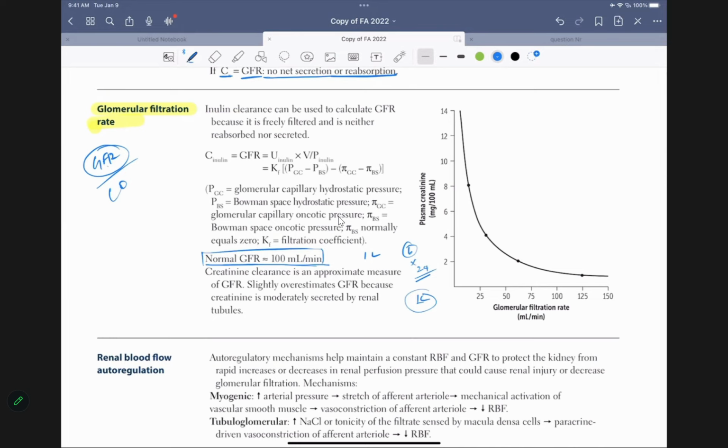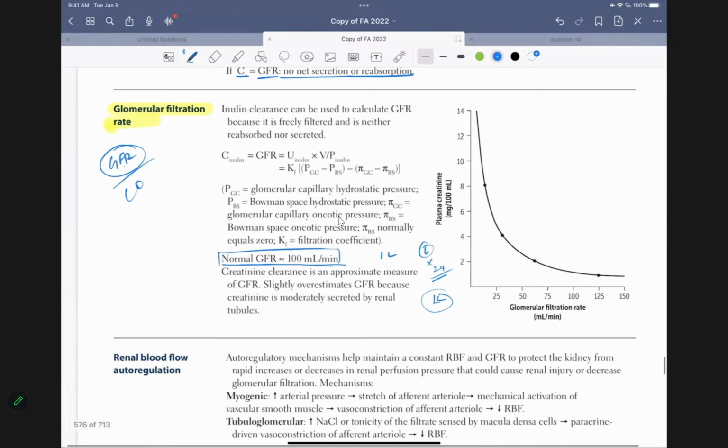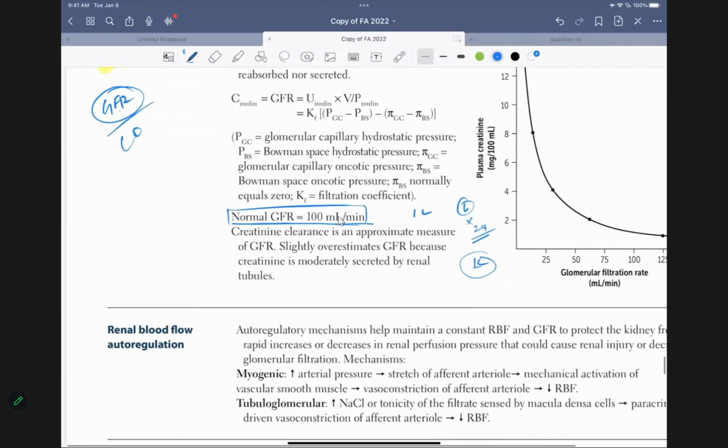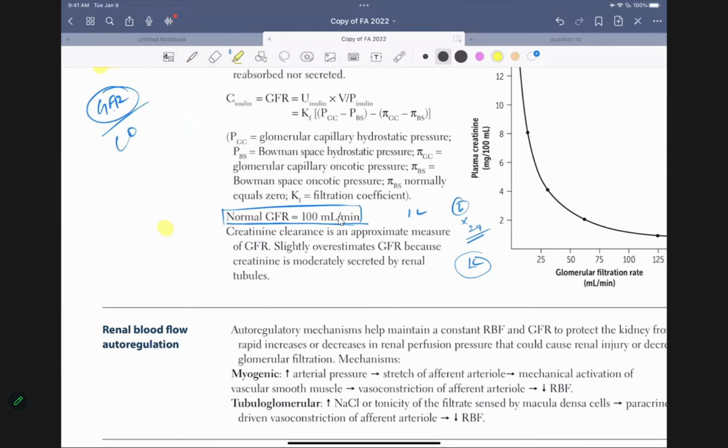There is, but it's very expensive and very time consuming. So the first thing we do when I want to know a patient's GFR is measure creatinine clearance. Creatinine clearance is an approximate measure of GFR. If I measure the creatinine clearance, it tells you an approximate, not precise, value. Why do we call it approximate? Because it slightly overestimates GFR, because creatinine is moderately secreted also.